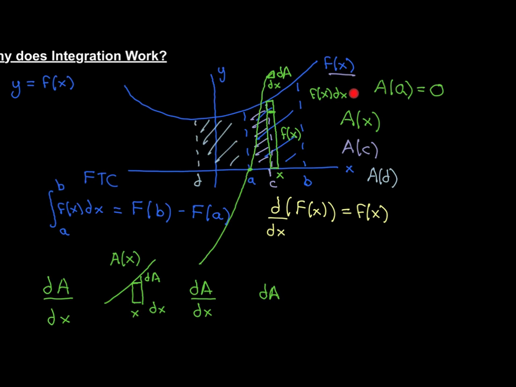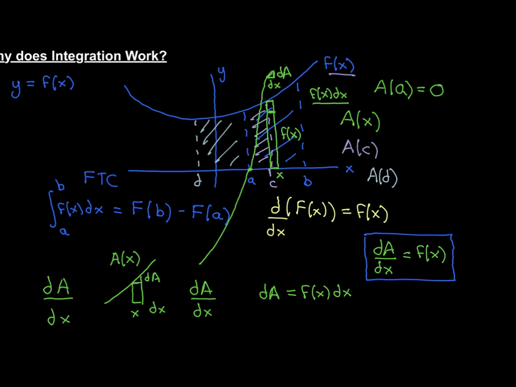So that tiny little change in area will become f of x times dx as dx becomes infinitesimal. So we can now say that dA would be f of x times dx. And therefore, we can say that the derivative, the gradient, of our cumulative area function would be equal to f of x. And that's the genius of this.